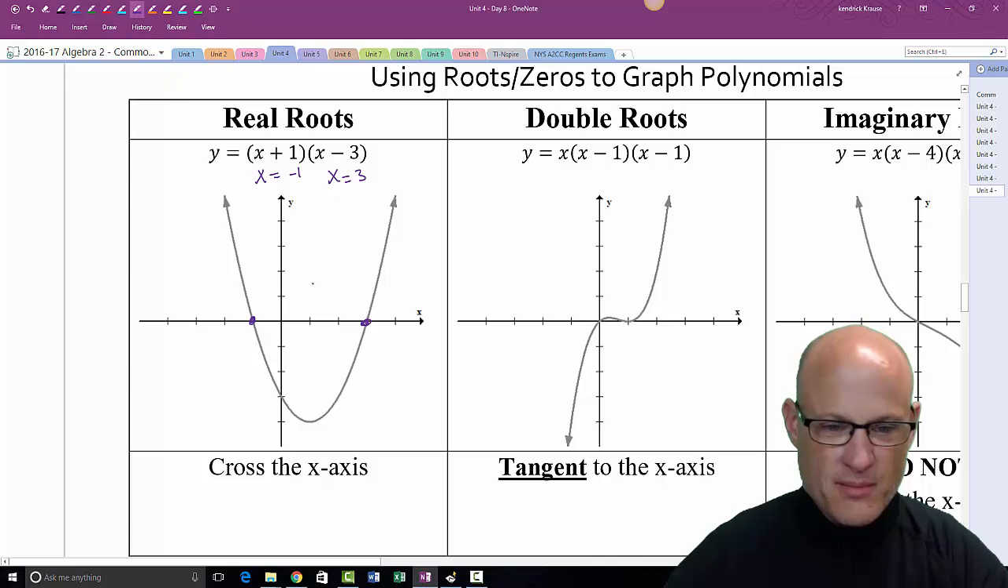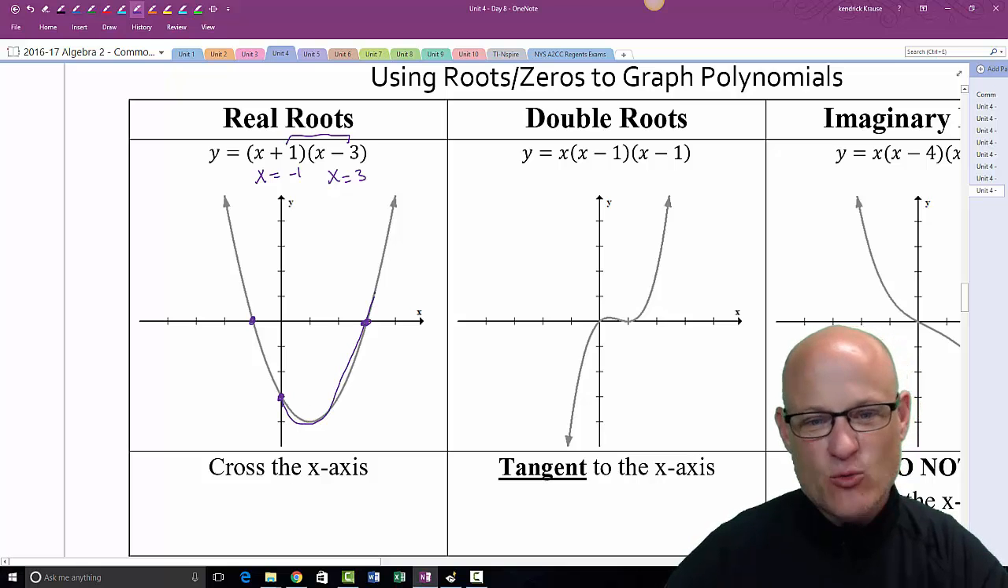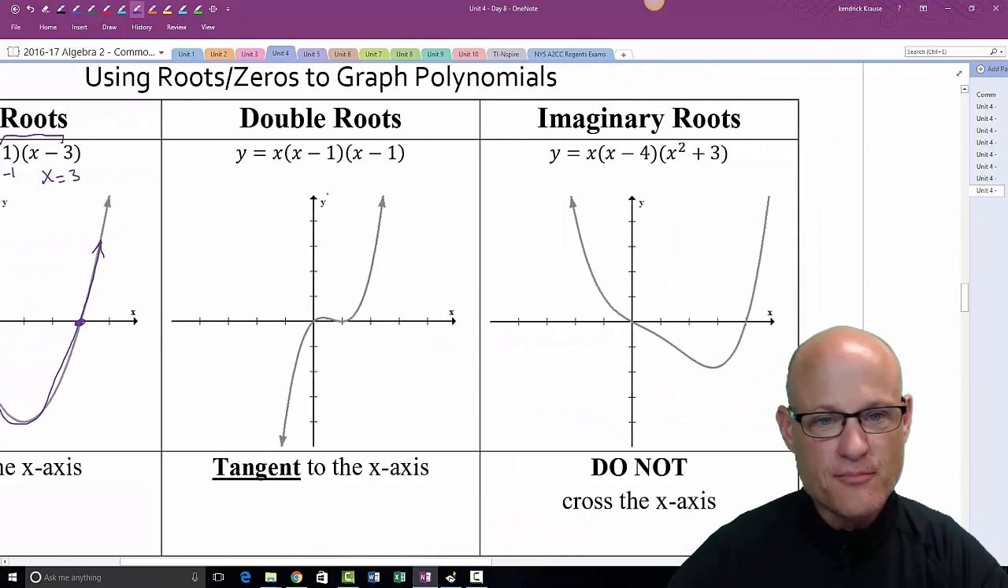So now where did I get this -3 from? Well, that's from +1 times -3. That would be, and I can do a quick sketch. Those really, if I can find the roots and I can find the y-intercept, I can create a pretty accurate graph over here.